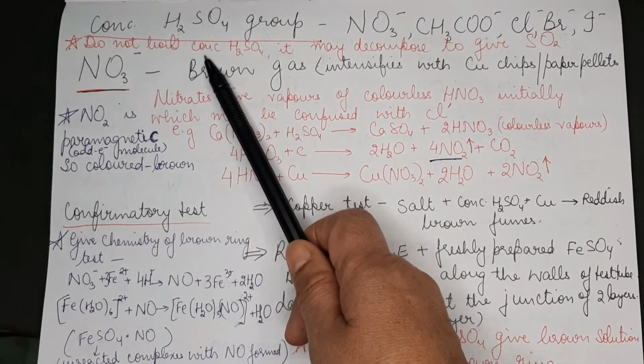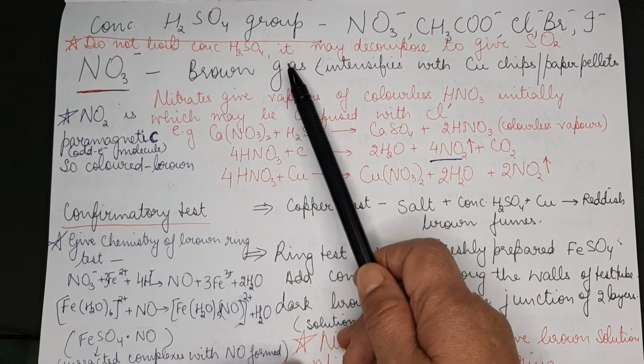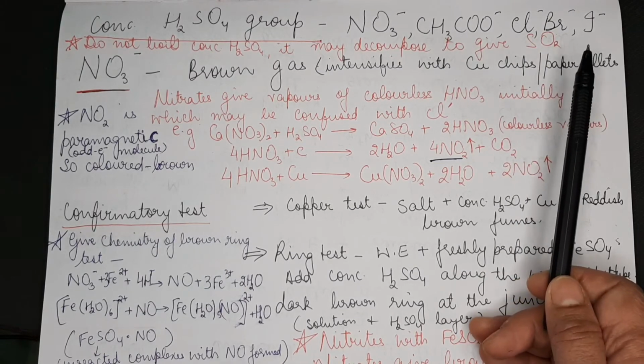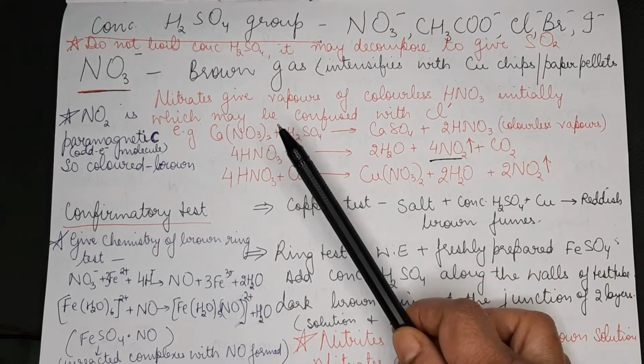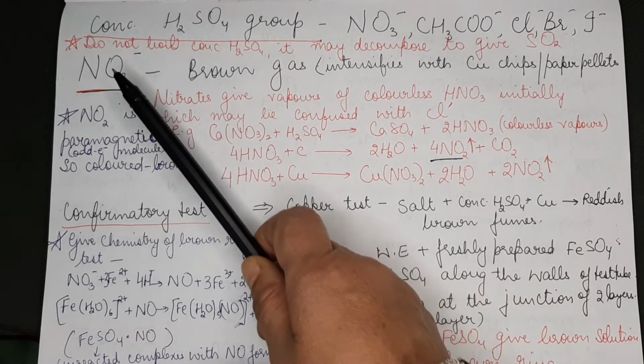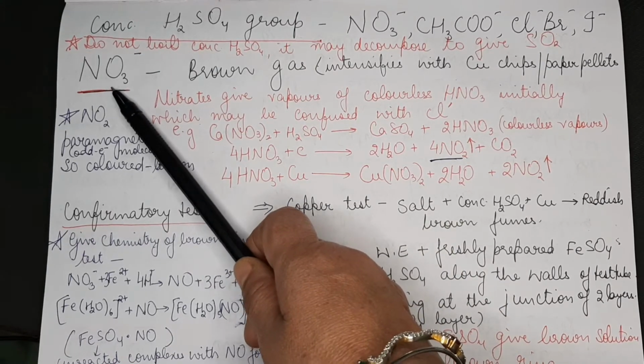Remember, do not boil the solution with concentrated sulfuric acid because it may decompose to give sulfur dioxide gas and your indications may not be clear. You can warm in case you do not get an observation spontaneously. We can warm but not boil. Right now, the first radical I'm taking is nitrate.